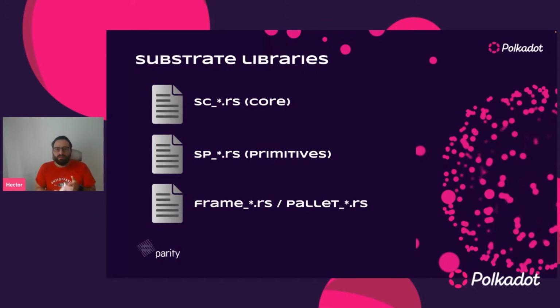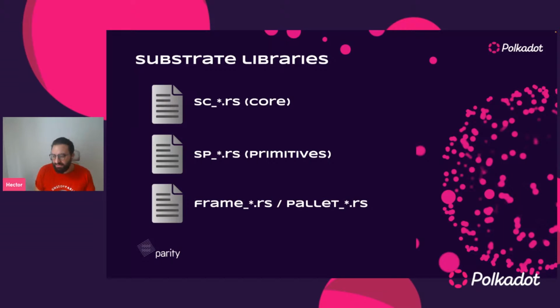All right. So I would like to speak a little bit about the Substrate libraries, okay? This is important information to keep in mind when you want to review this code, because you can very much separate it into three categories. You will see sc_something.rs. Those relate to the Substrate core libraries, for example, sc_consensus.